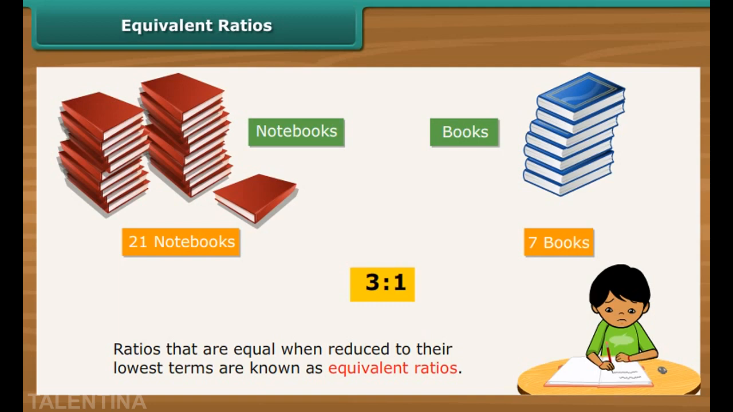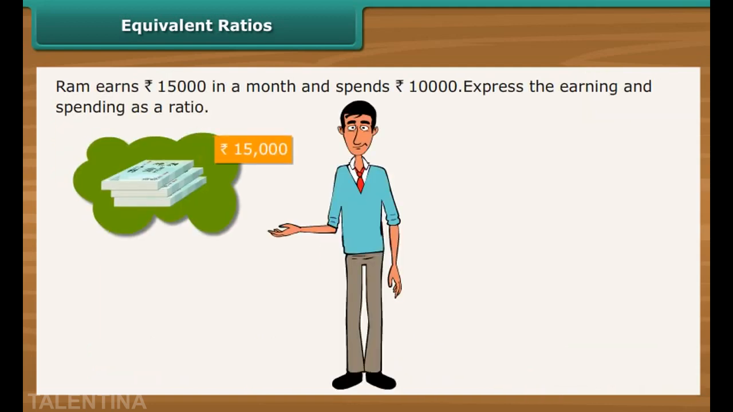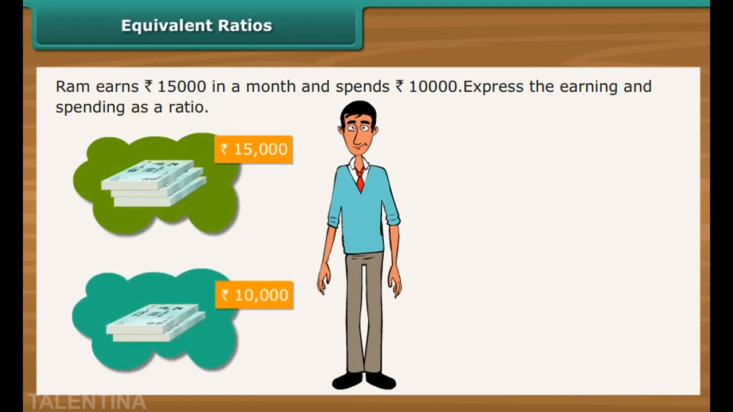Let us verify whether the following ratios are equivalent or not. Ram earns rupees 15,000 in a month and spends rupees 10,000. Express the earning and spending as a ratio. 15,000 by 10,000 is 15 by 10, which, when reduced to the lowest term, is equal to 3 by 2 or 3:2. It means that out of every 3 rupees earned, Ram spends 2.